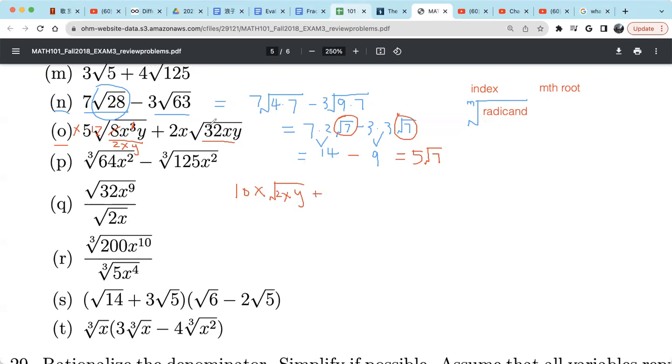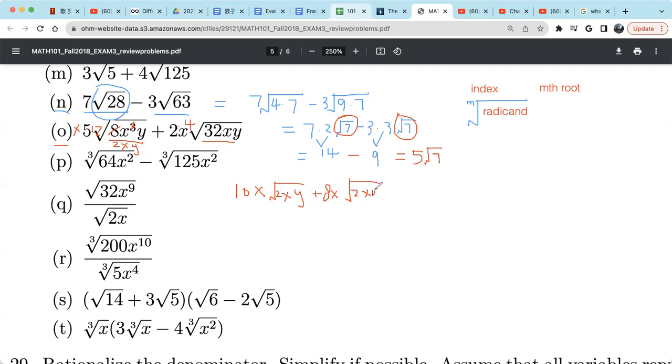How do we simplify the second one? 32 is 16 times 2. Well, square root of 16 is 4. 4 times 2, that's 8. Right. So the number we have is 8. Then we have 8x. Then square root of 16 comes out, so I have 2 left. So we also get square root of 2xy.